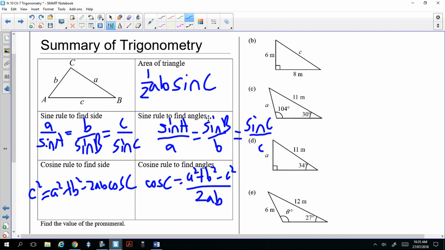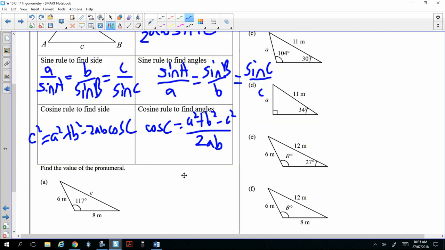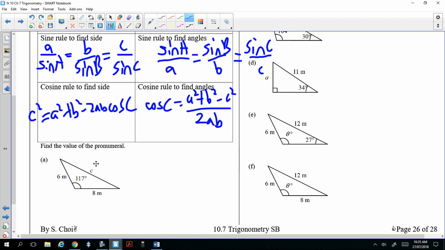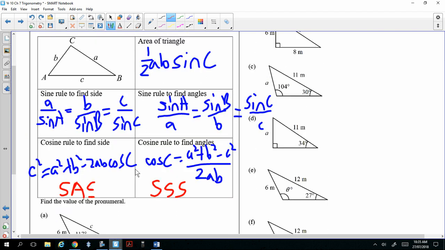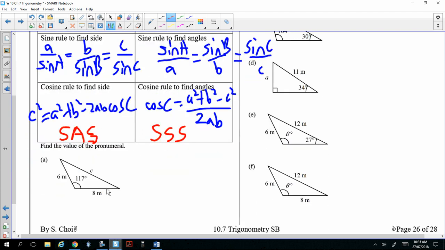Okay, and we're going to apply this on these triangles. So we're going to find a missing side or missing angle on these. Let's start with the first question. Which rule do I use? If it's side, angle, side, we use cosine rule. So this is SAS, this is SSS. Everything else, use the sine rule. Okay, good. Let's use the cosine rule to work out c.